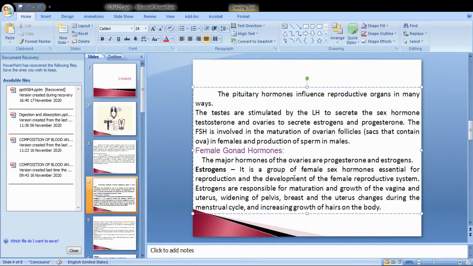Estrogens are responsible for maturation and growth of the vagina and uterus, widening of the pelvis, breast and uterus changes during the menstrual cycle, and increased growth of hair on the body.